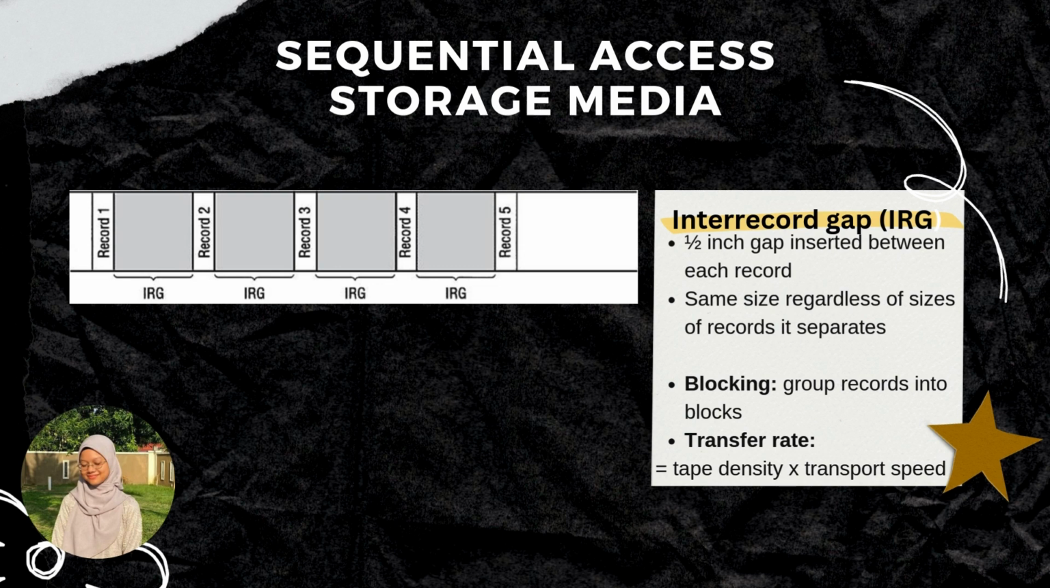Next is the inter-record gap or IRG. It is a half-inch gap inserted between each record. It has the same size regardless of the size of the record it separates.